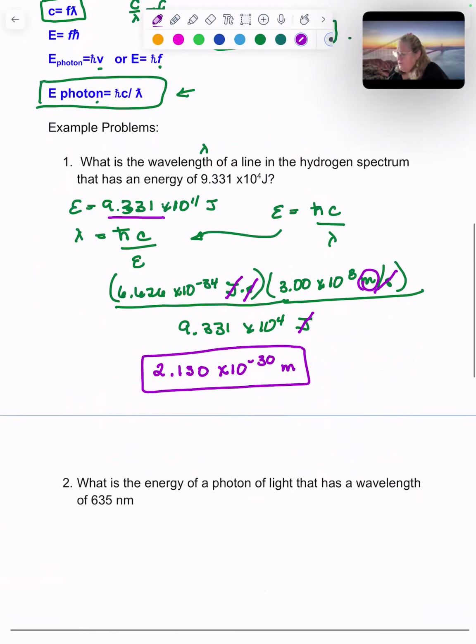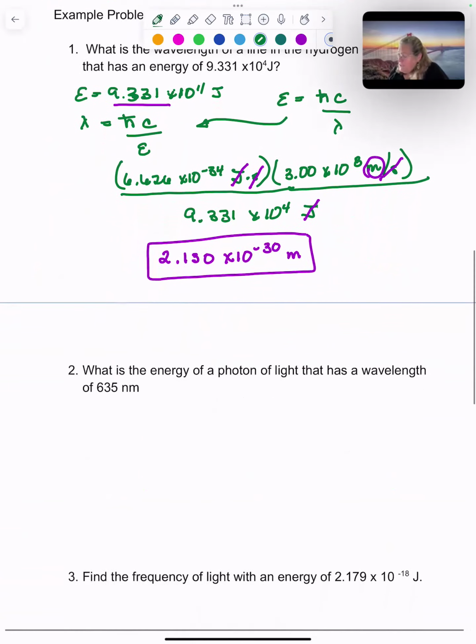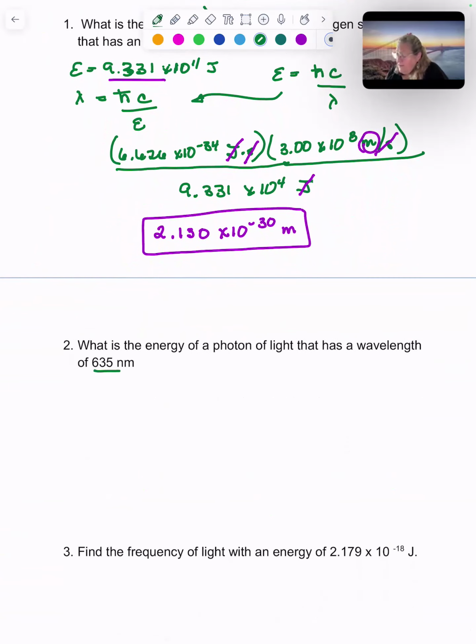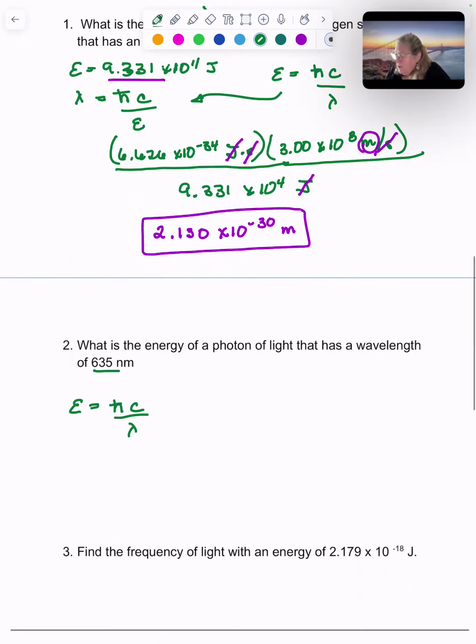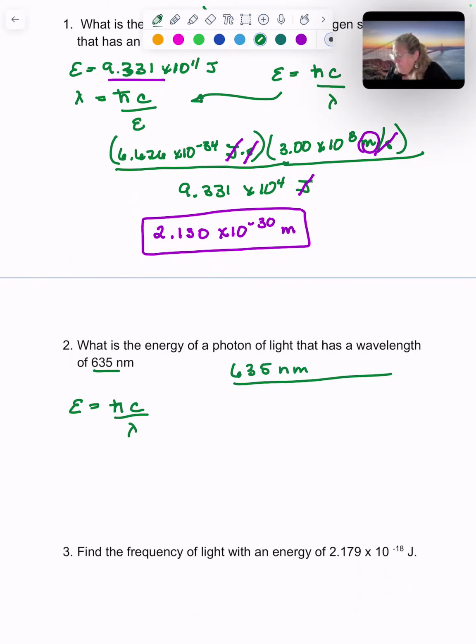Let's try another problem. What is the energy of a photon of light that has a wavelength? Now I know my wavelength. Well, this wavelength's in nanometers, and I need to convert that to meters right off the bat. I know I'm going to use energy equals Planck's constant times speed of light over wavelength. But I need that wavelength in meters so that things cancel out. So I'm going to take 635 nanometers, and for every 1 meter there's 1 times 10 to the 9th nanometers. You should have that from your metric system unit.